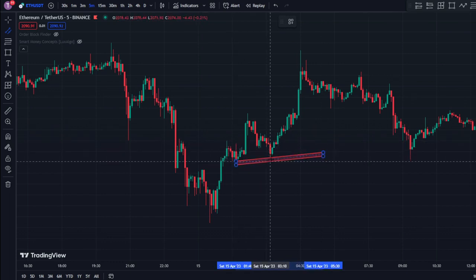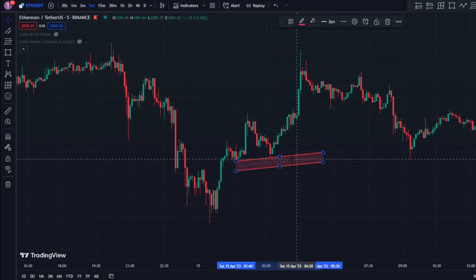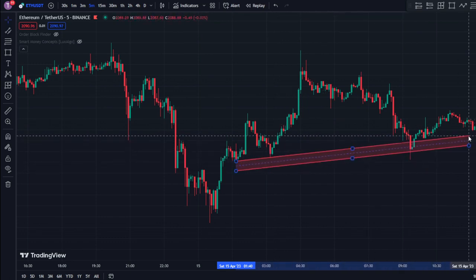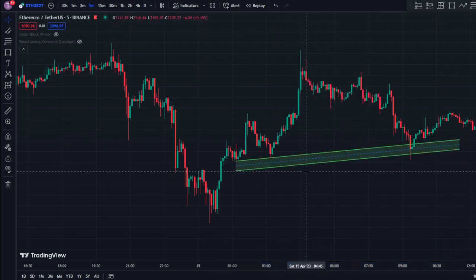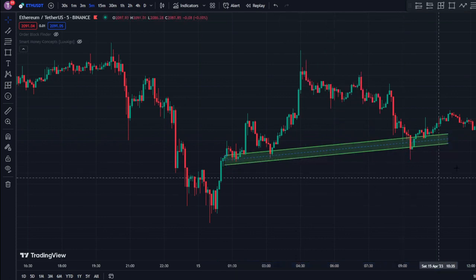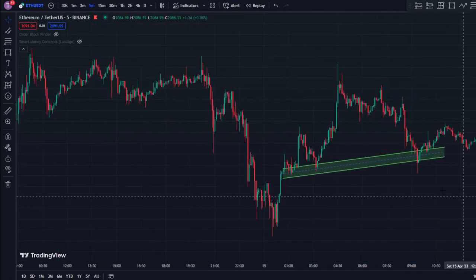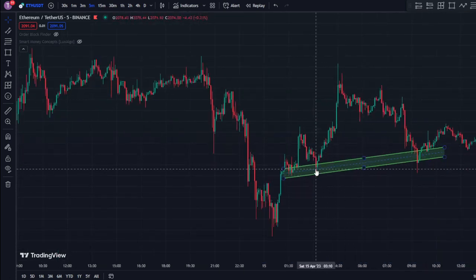You must add the wicks below, and you will drag the channel below a bit. You can extend it all the way. And since it's a support trend line, you want to make it green in color, so you know that whenever it touches this channel, it's likely to reject and support, and the support will push the price up.